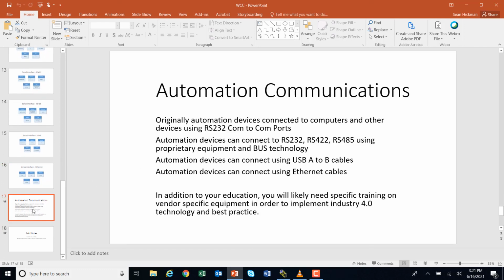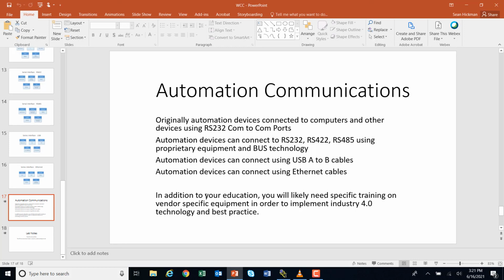So to recap, originally, automation devices connected to computers and other devices using RS-232 COM-to-COM, but things changed. We needed more, so we went to different standards that use proprietary equipment and bus technology. Bus technology is needed so that you can get all these devices talking. But nowadays, a lot of devices can connect just using A to B. There's no bus technology. The standard is set up. It's not as proprietary. And certainly Ethernet is the way to go these days because it's not proprietary. You can just plug the Ethernet in, and a lot of these items recognize each other and they communicate.